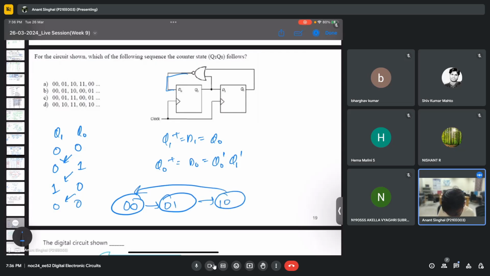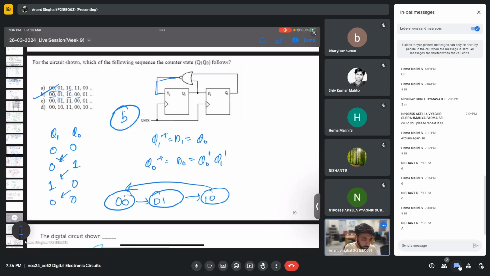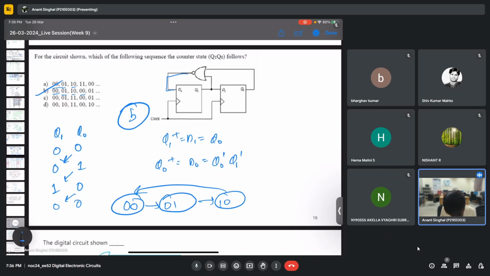There are 3 states only. So the options are 0 0, 0 1, 0 0, 0 1, 0 0, 0 1. Okay, all the options. So 1 0 is the third state. 0 0, 0 1, 1 0, and then again 0 0. So option B is the correct answer. So you are getting A. I hope it clears your doubt.